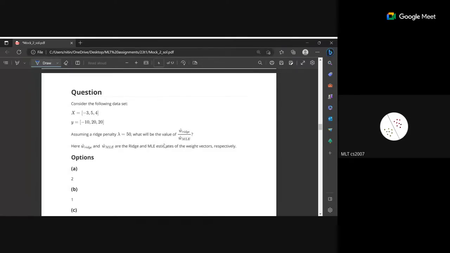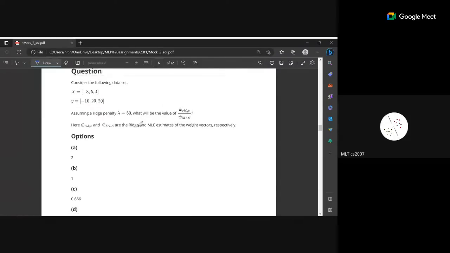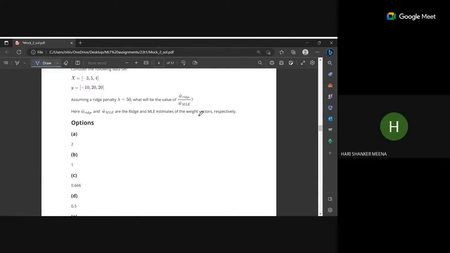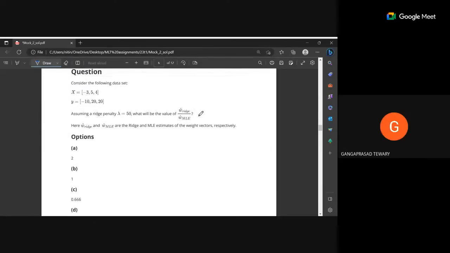Question. Okay, in this case you have to find W ridge and W MLE. You've been given X and Y, and the lambda penalty is given to you as 50. So what is W ridge? Loss function squared plus lambda into W the whole square, that is the loss. The ridge loss is the regression value plus lambda into weight square, we add that regularization parameter. Yes, whatever you are saying is a loss function. Here I am asking what is the weight that you get.